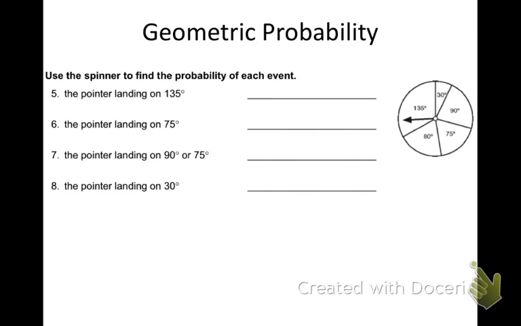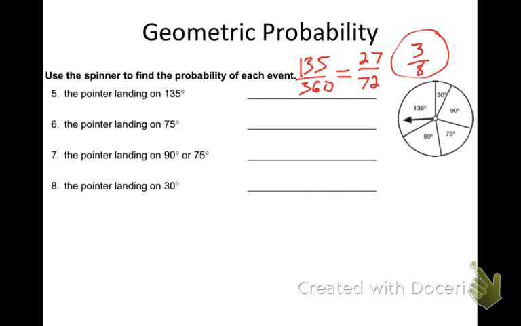So number 5, the pointer landing on 135 degrees. Well, I would say 135 out of 360, because we're talking about a spinner. Spinner's on the circle. So 135 out of 360, nice job. And then I look to simplify that. 135 and 360 are both divisible by 5. So I think that ends up getting me 27 over 72. 27 and 72 are both divisible by 9. Nice job. Both divisible by 9, I end up getting 3/8. Good work.